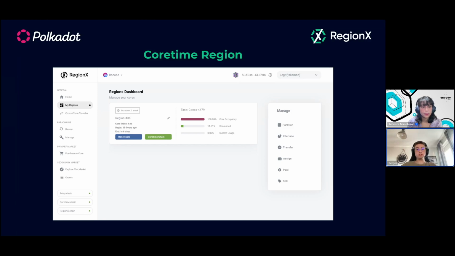You also have this consumed property. Since the region is starting in the next month, the moment it starts, it's getting consumed. And by the end of the month, it will go to 100%. So the region is consumed and it cannot really be used for anything at that point.